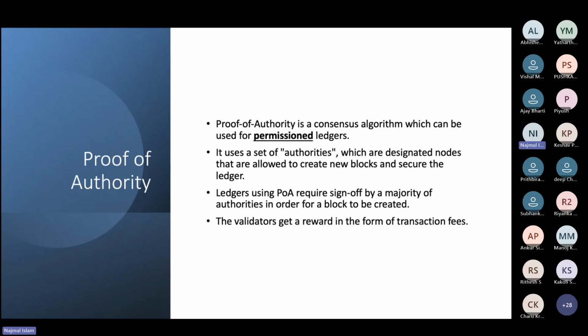And then proof of authority is a consensus algorithm which can be used for permissioned ledgers. It uses a set of authorities, which are designated nodes that are allowed to create new blocks and secure the ledger. So you designate a few nodes that are allowed to create new blocks and secure the ledger. And here also the validators get a reward in the form of transaction fees.